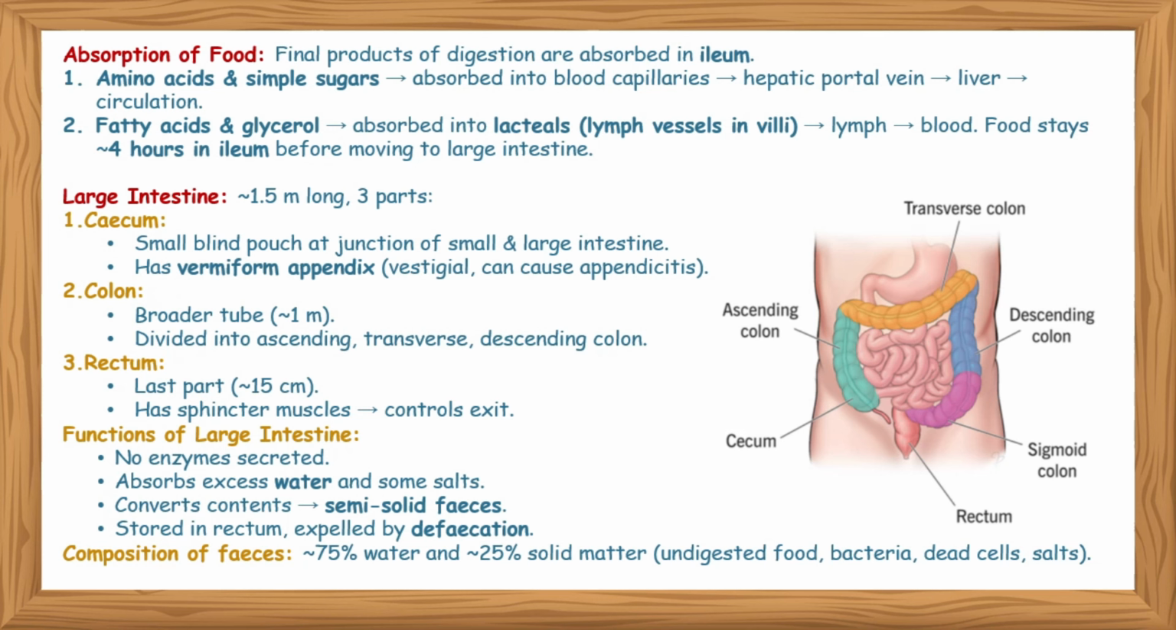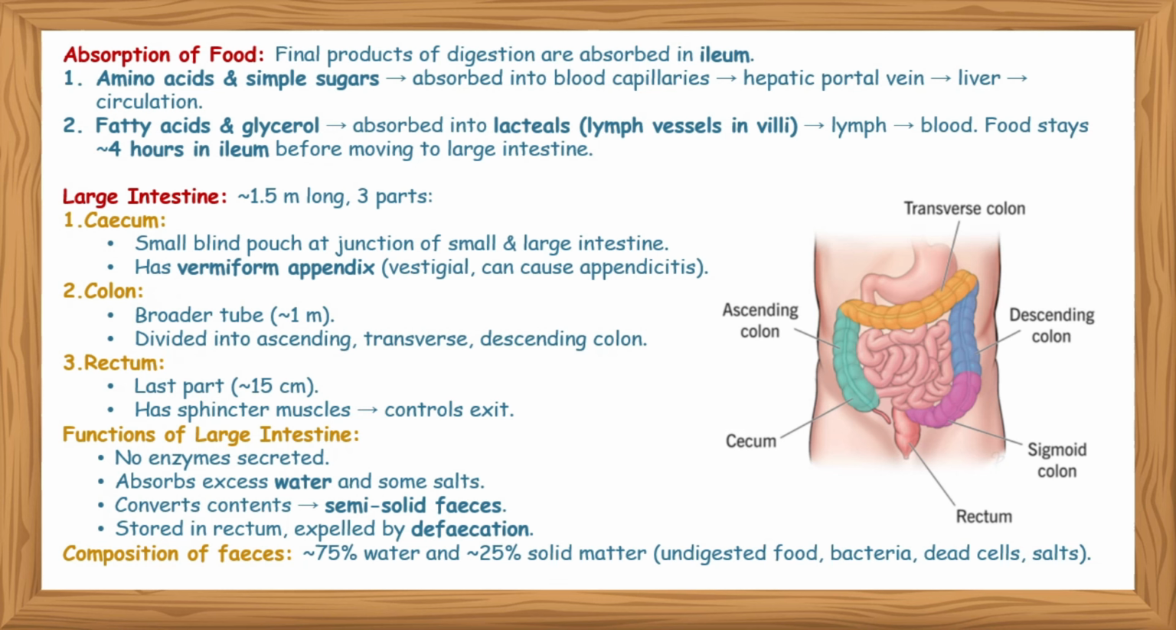Final products of digestion are absorbed in the ileum. Amino acids and simple sugars are absorbed into blood capillaries via the portal vein, and then go to the liver and ultimately move into circulation. Fatty acid and glycerol are absorbed in the lacteals or lymph vessels in the villi. Lymph then transports them into blood. Food stays 4 hours in the ileum before moving to the large intestine.